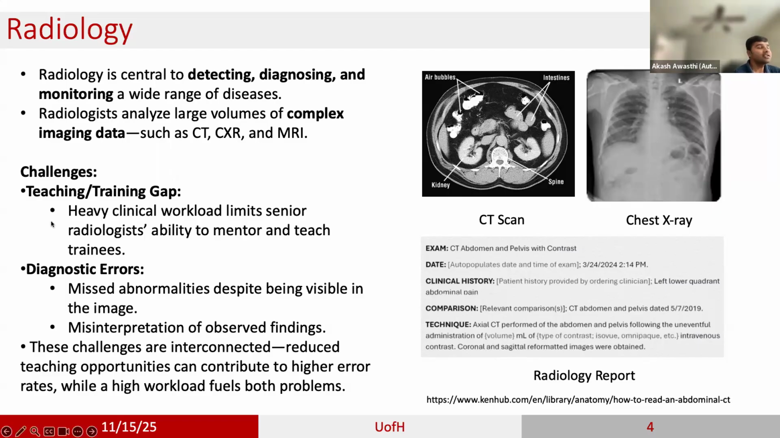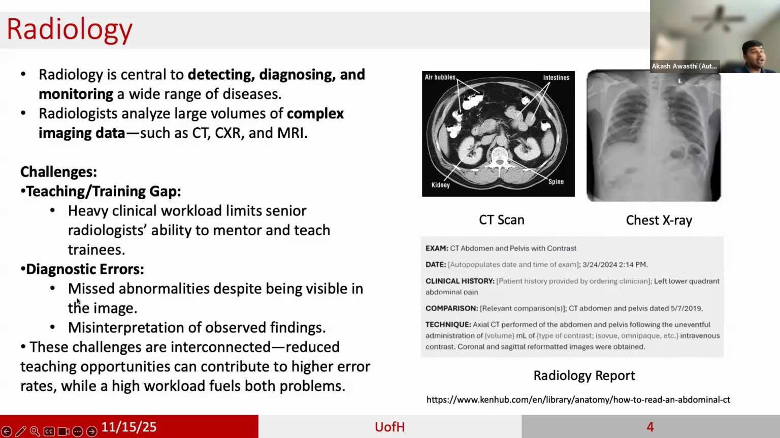The most important challenges in radiology are, first, the teaching or training gap, because radiologists do not have much time to really teach the students and give them personalized mentorship and personalized feedback on how they should be diagnosing the image, CT or MRI, in a certain way. They don't have that much time because of the clinical workload.